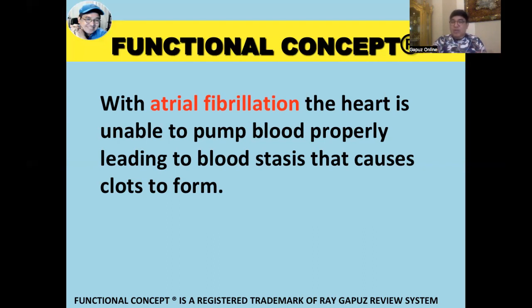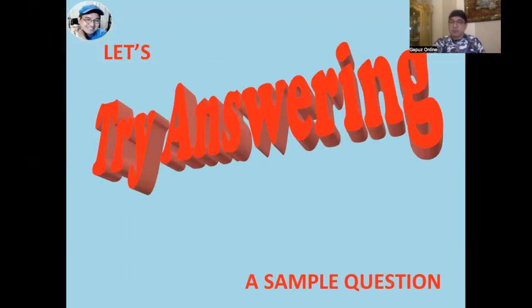When a patient has atrial fibrillation, blood thinners or anticoagulants are usually given, like aspirin, heparin, warfarin, to prevent stroke.